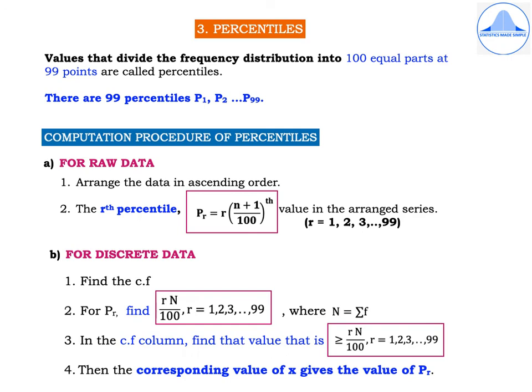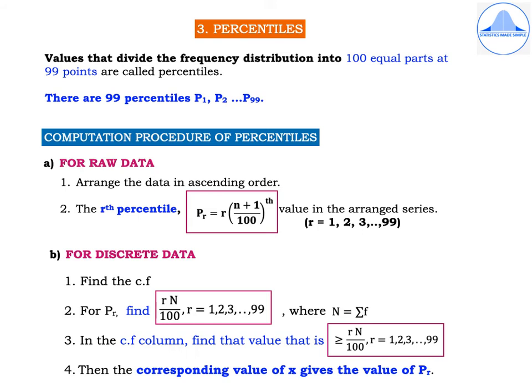Third type of partition values are the percentiles, values that divide the frequency distribution into 100 equal parts at 99 points are called percentiles. There are 99 percentiles which are denoted by P1, P2, so on up to P99. Let us now learn the computation procedure of percentiles.